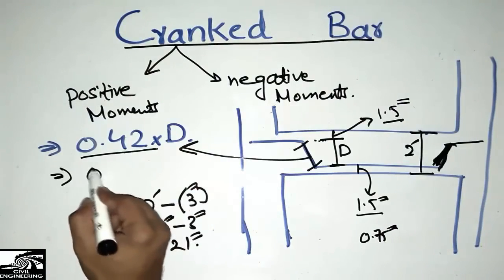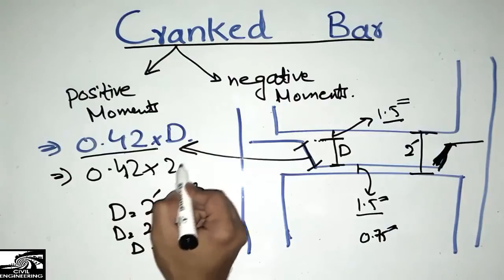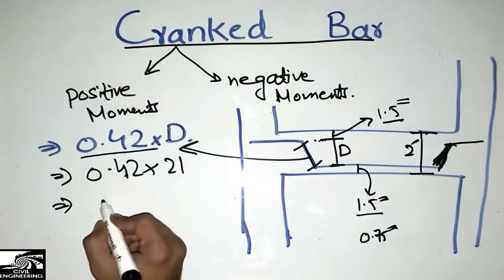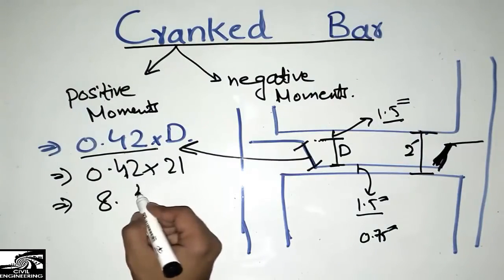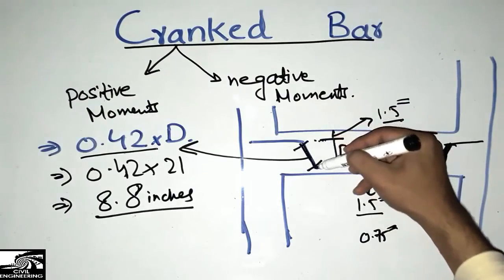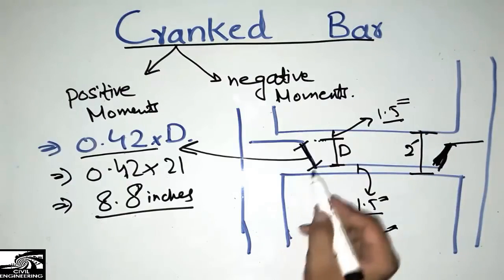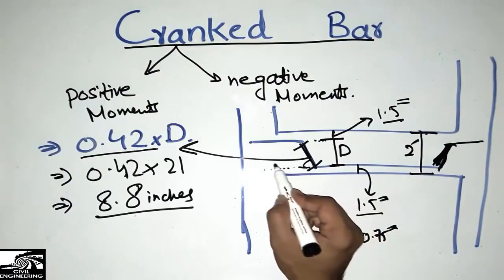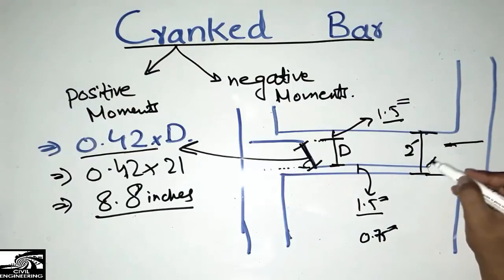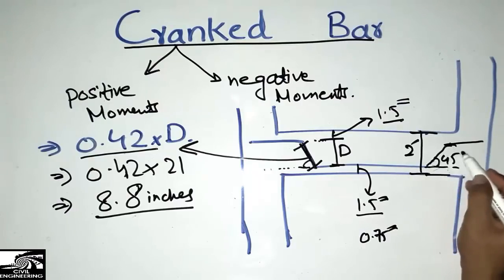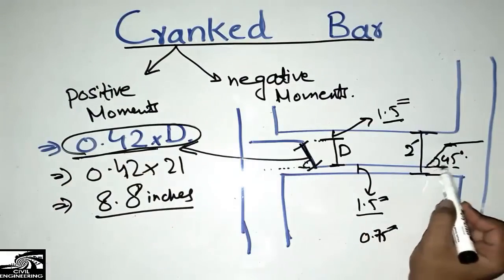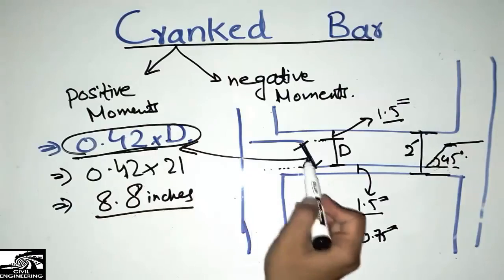So here we will put 0.42 into 21. After calculating, we get 8.8 inches. It means that the length of this crank bar is 8.8 inches, if this crank bar is placed at 45 degrees, because this equation is applicable when the crank bars are placed at 45 degrees. So we can use this equation to find the length of the crank bars.